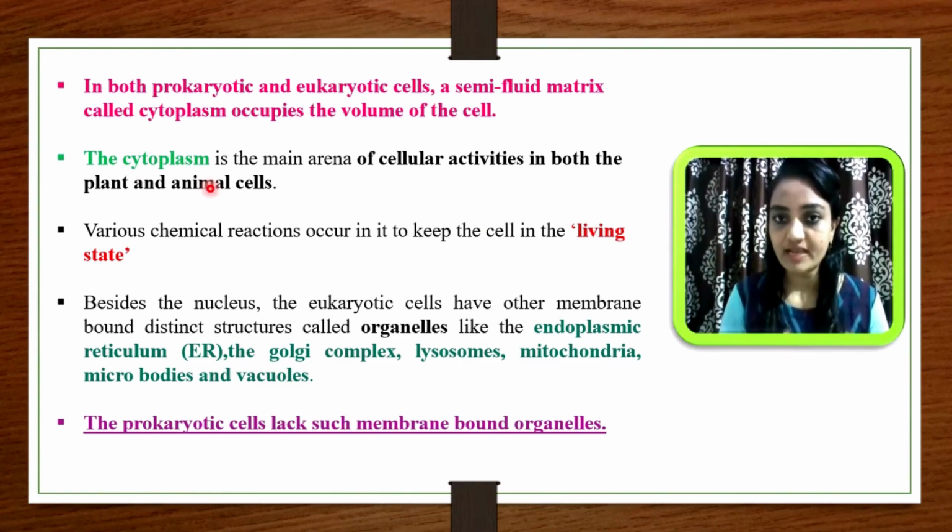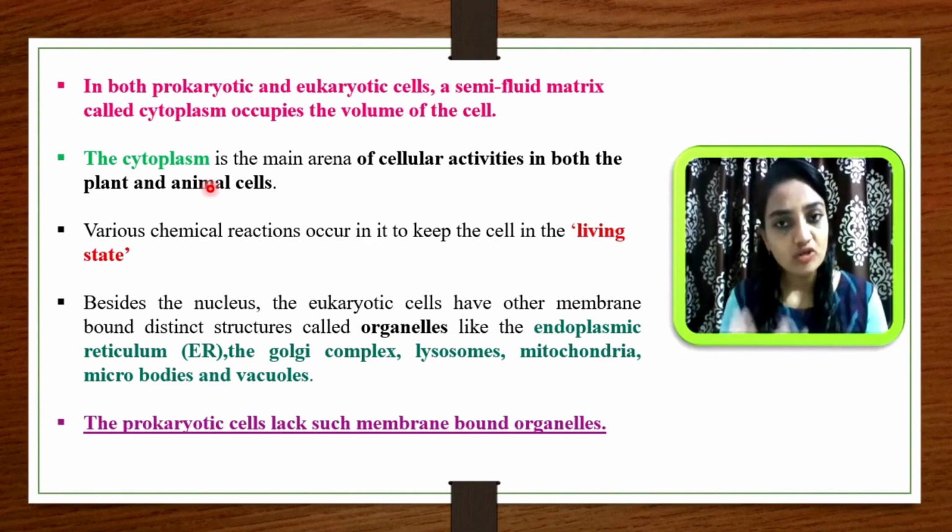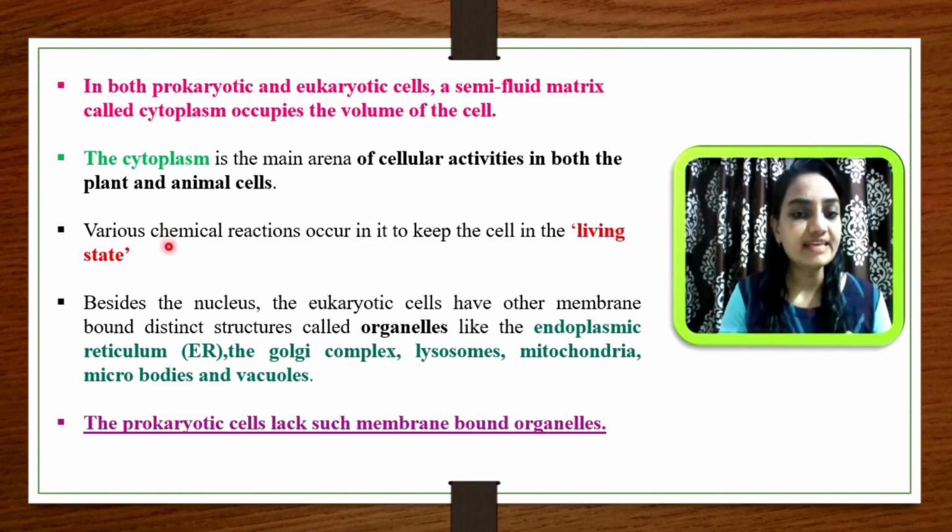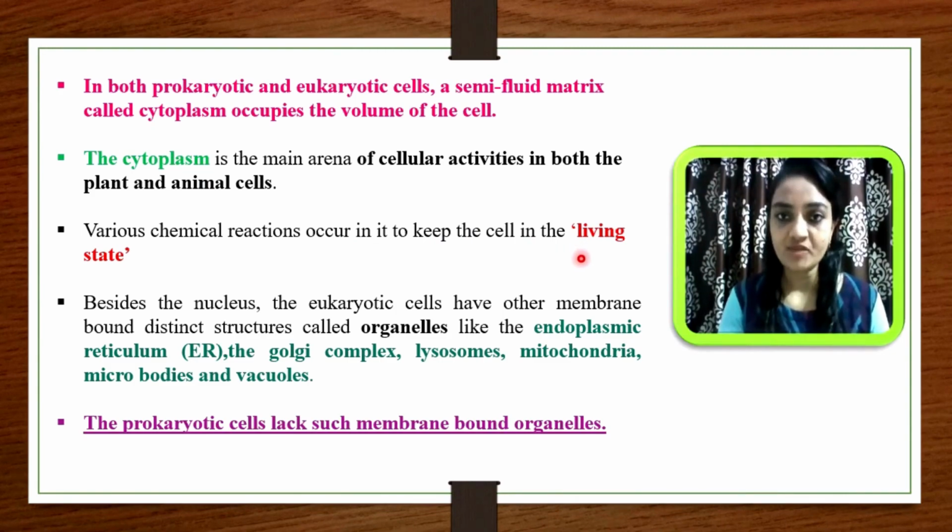Cytoplasm is common between eukaryotic and prokaryotic cells, and also between animal cells and plant cells. Various chemical reactions occur inside it to keep the cell in the living state. To be living, the cell requires metabolic and biochemical reactions, which are carried out inside the cytoplasm.